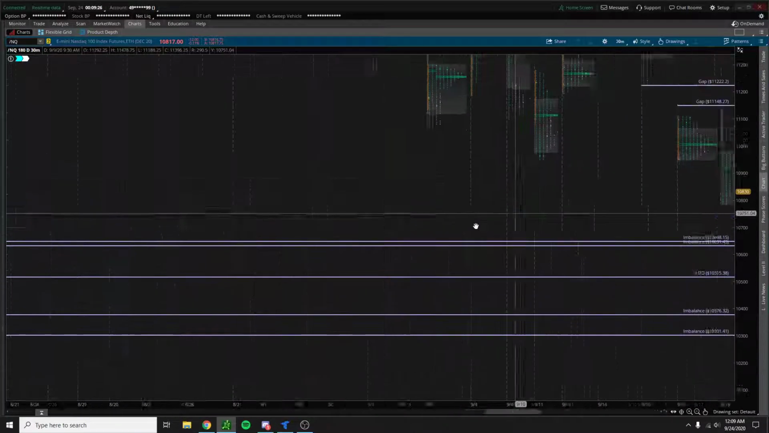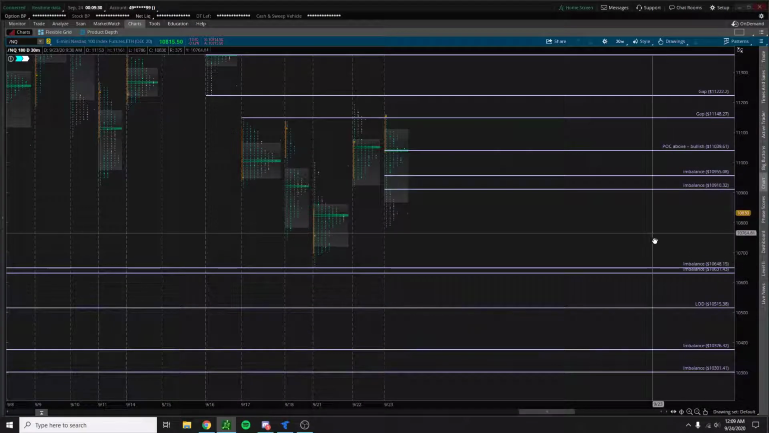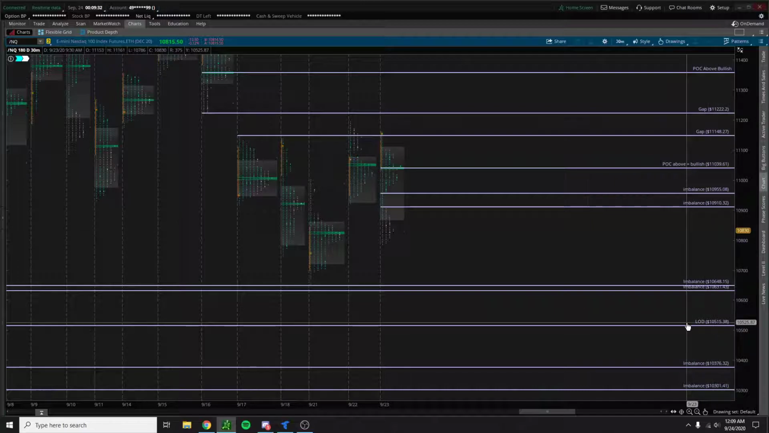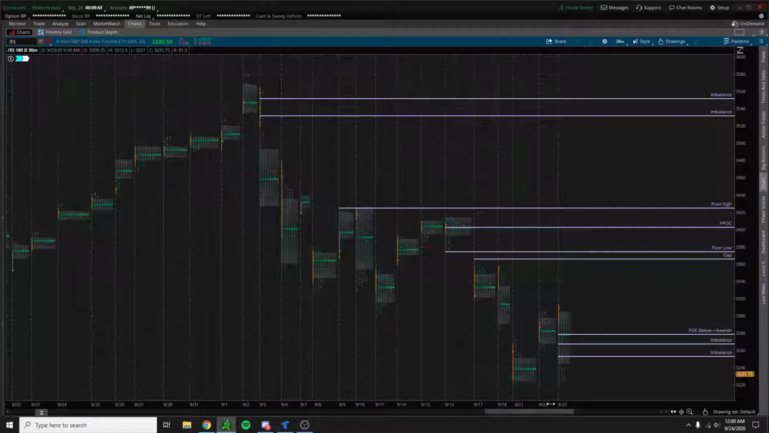So let me just zoom out so you guys can get a good picture of all the levels there. If you want to take a picture, go ahead and do that. Alright, now moving on to the ES. It's going to be a similar story.